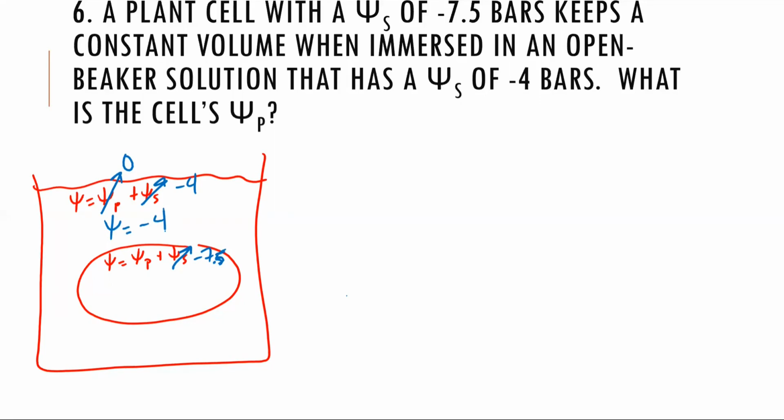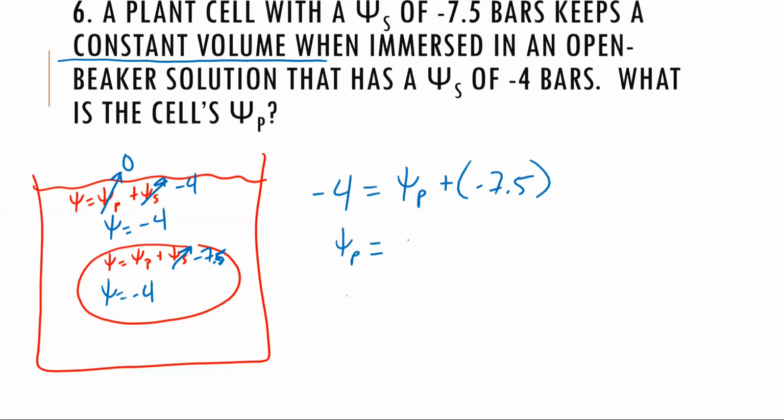Now, how do I relate these things? It says that the cell keeps constant volume, which would mean that the cell is in equilibrium. And so I know that overall, the water potential has to equal -4, right? And so -4 is equal to the pressure potential plus -7.5. And so this makes the pressure potential equal to 3.5 bars, right? And so now we have that, and that would make everything balance out.